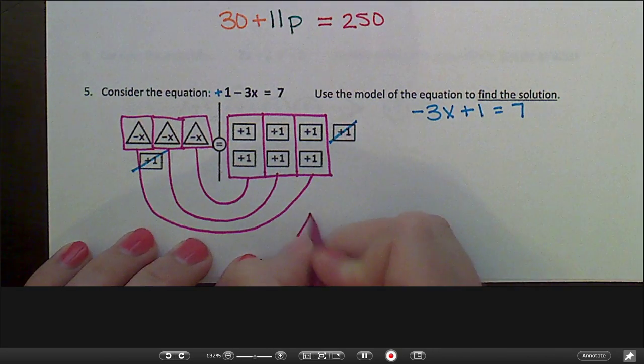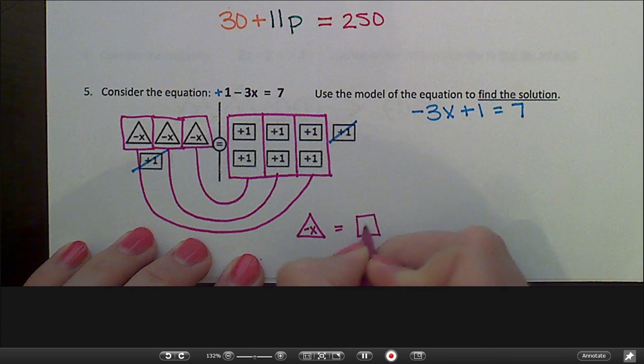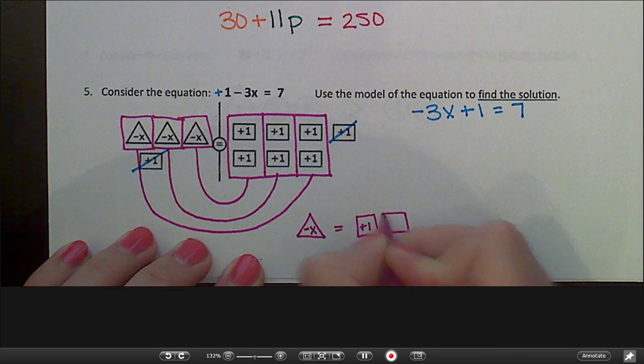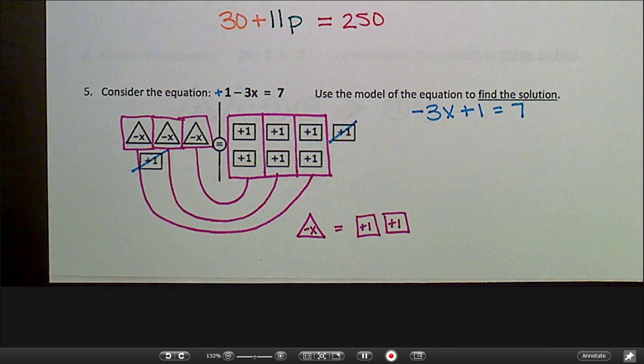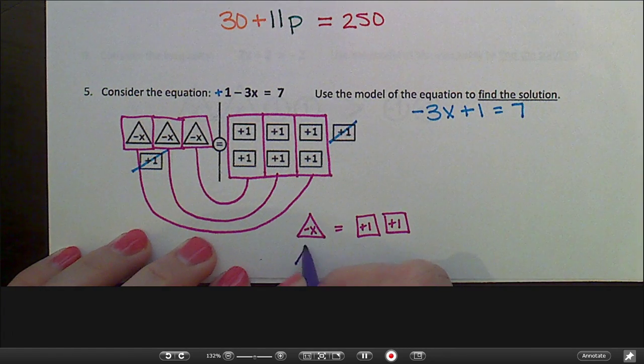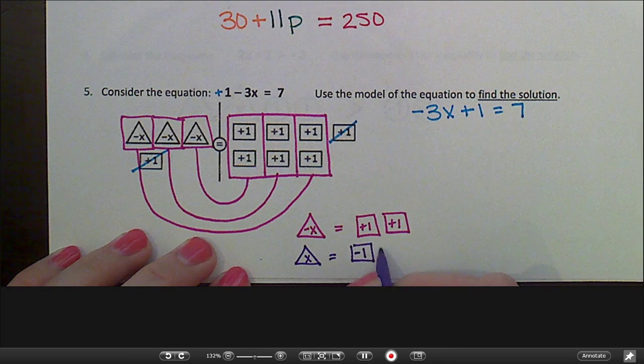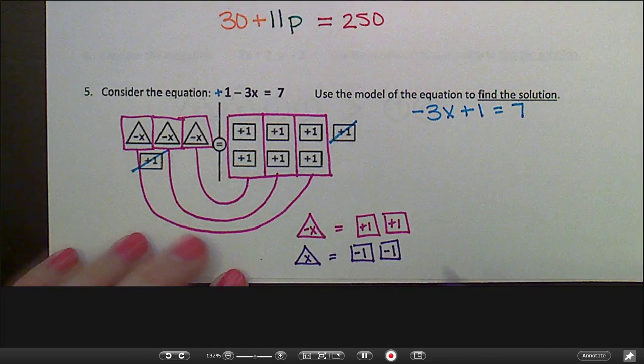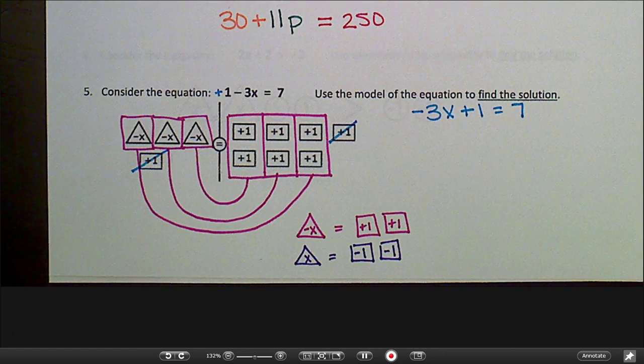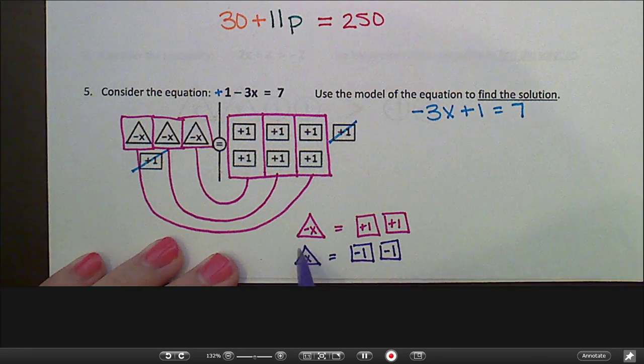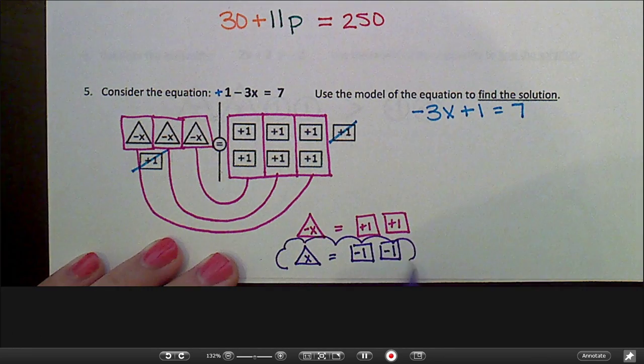Well, if negative x equals positive 2, then that means that positive x is going to equal negative 2. So I get positive x equals negative 2 as my solution.